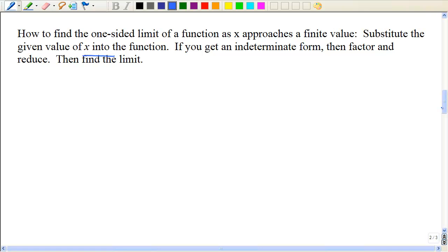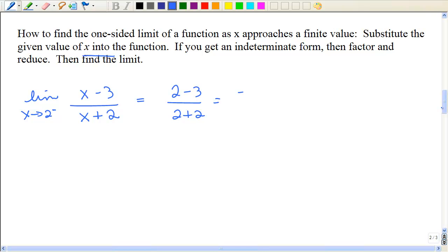All right, so just to kind of pick some problems, if I have the limit as x approaches 2 from the left, right? Now what they're trying to confuse you with that little minus sign is they're trying to make you think it's a -2, but it's not. It's a +2. So again, we're just going to put that value in for x. So if I have 2 minus 3 over 2 plus 2, -1 over 4, and you're done. All right? Doesn't matter right or left. Let's look at another one.